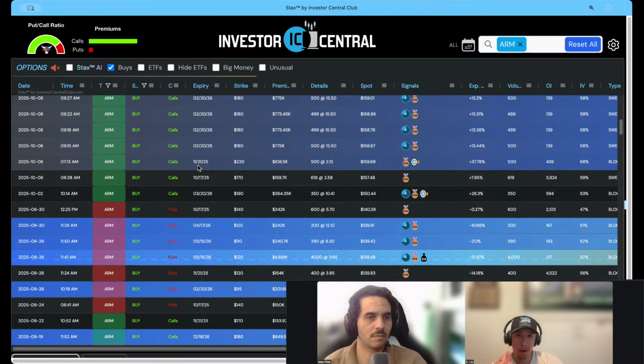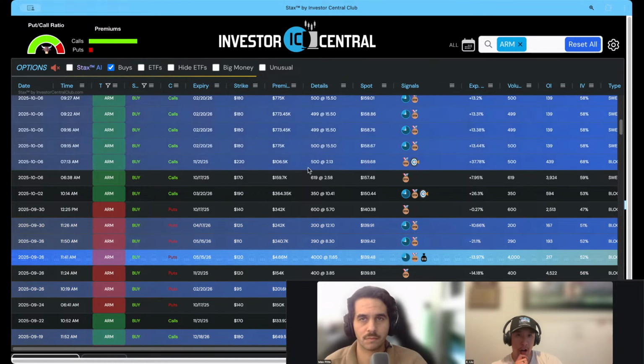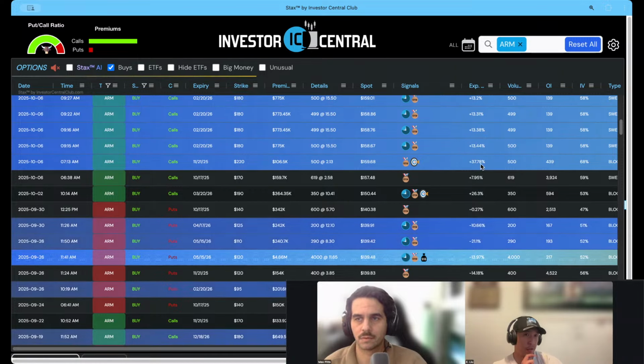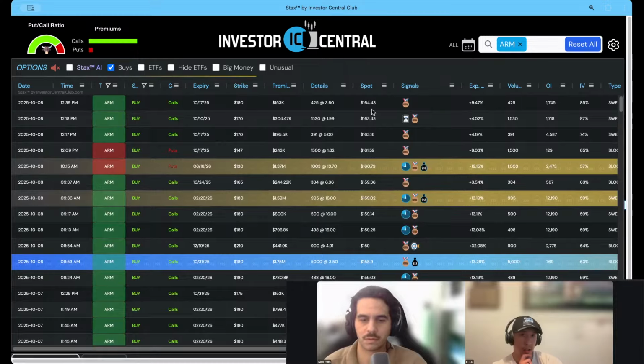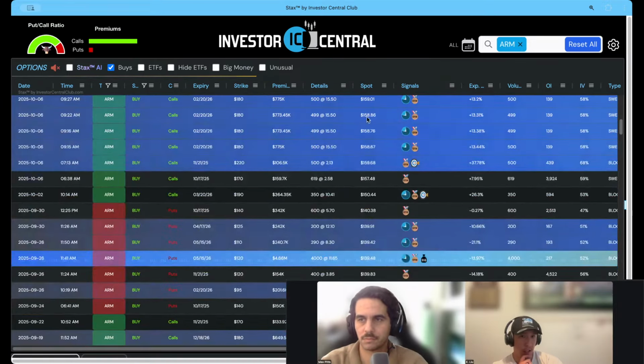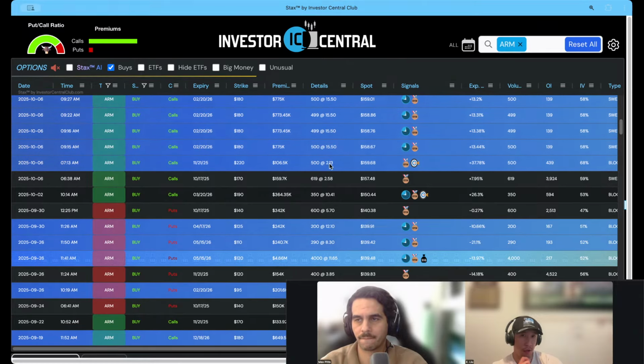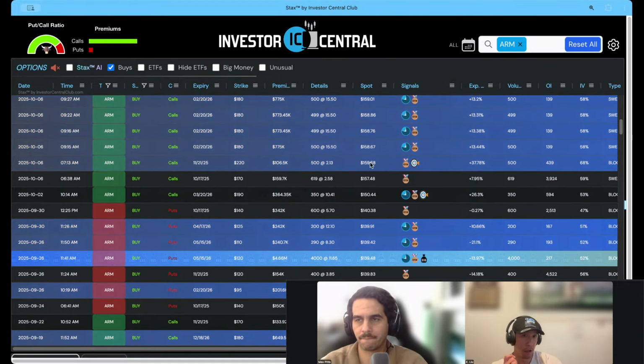They're betting by November 21st, ARM is going to be headed toward 220. That's a 37% move from where they got in, around the 160 mark. It's already moved up a little bit past that, but for $2.13 per share, or $213 per contract, if this does make that move, this is going to be a multiplier, right?